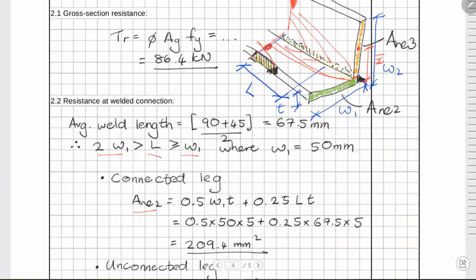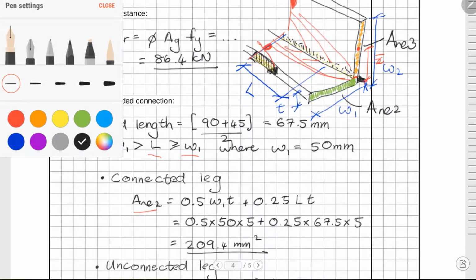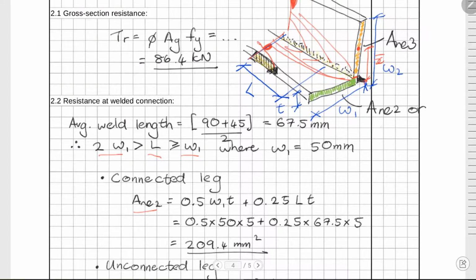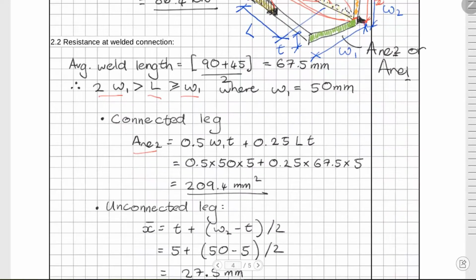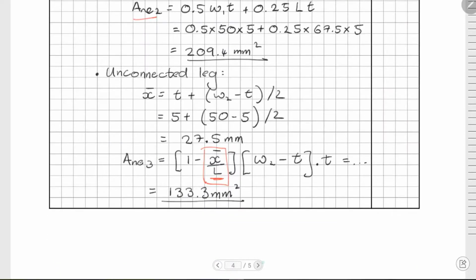Oh, and sorry, I just need to note this is ANE1 or ANE2. ANE2 and ANE1 are the same thing, except ANE2 just accounts for shear lag. So ANE1 is the total area, ANE2 is the adjusted shear area. And now let's continue with our calculations.